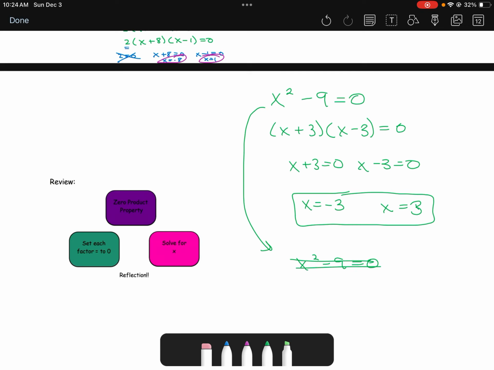Okay, so just make sure that you solve by factoring and that zero product property. Okay, so that is it on solving.